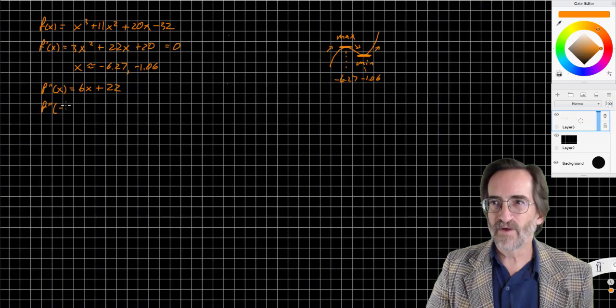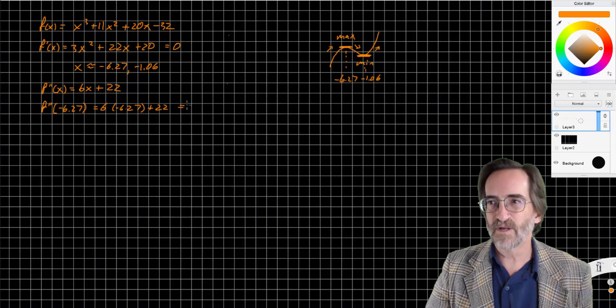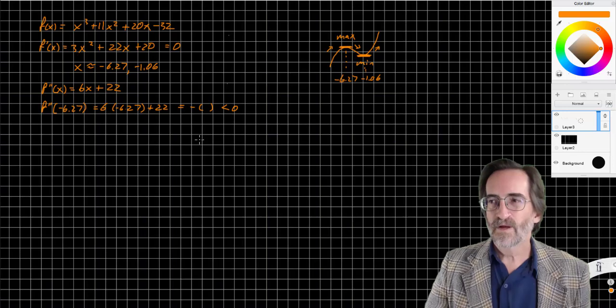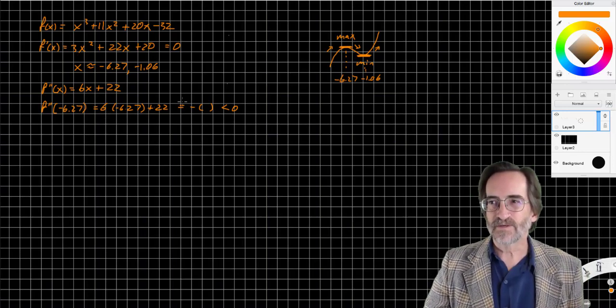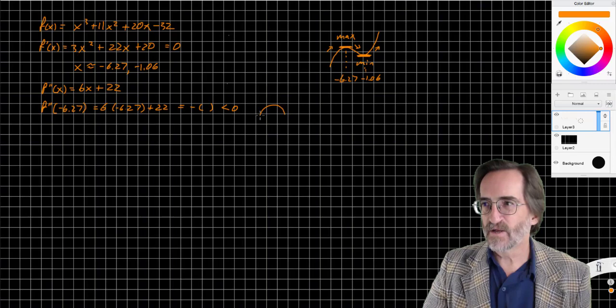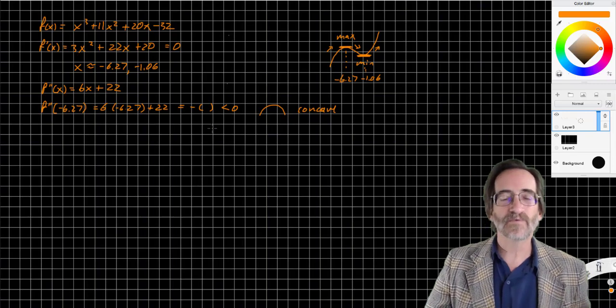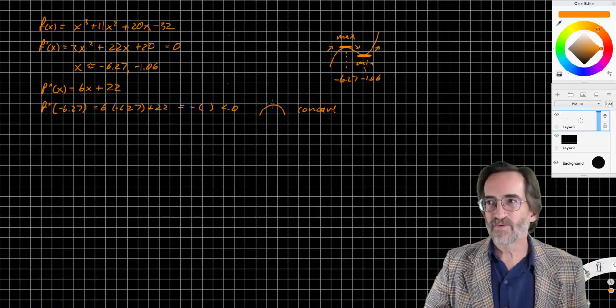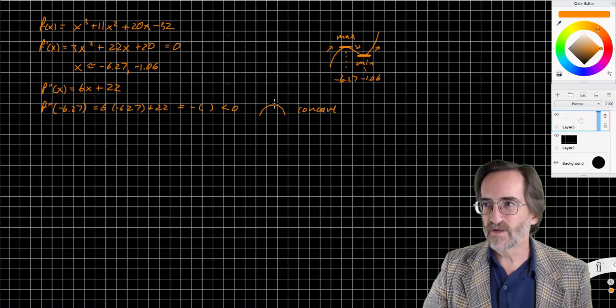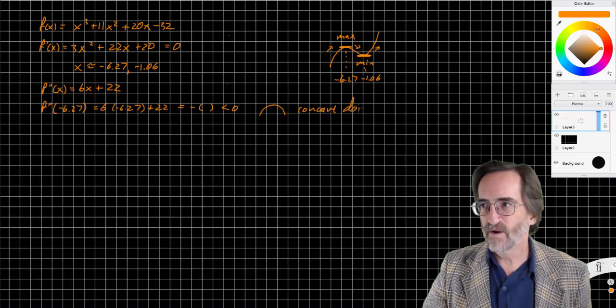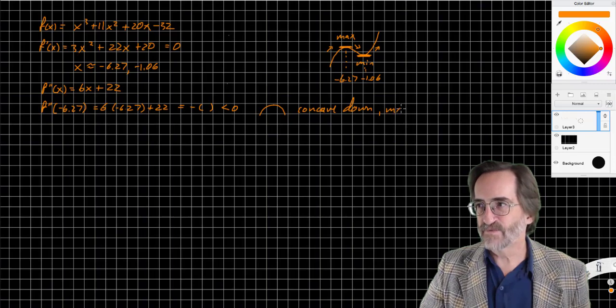So the second derivative at negative 6.27 is 6 times negative 6.27 plus 22. 6 times 6 is 36, so this is going to be negative something, less than 0. When the second derivative is negative, we say it is concave down, because the second derivative determines concavity. At the point negative 6.27, it is concave down. That makes this a maximum.